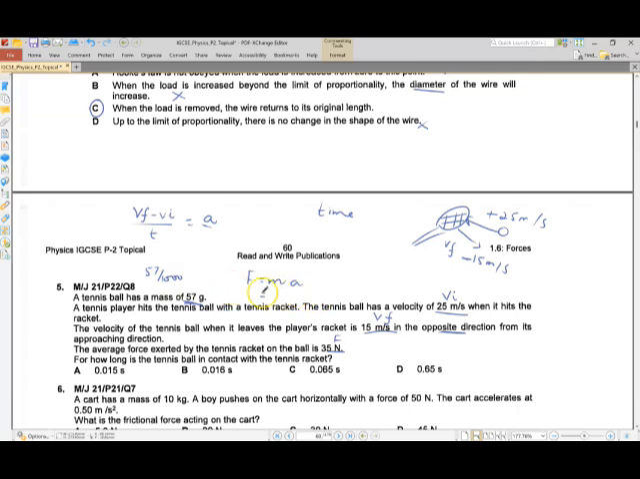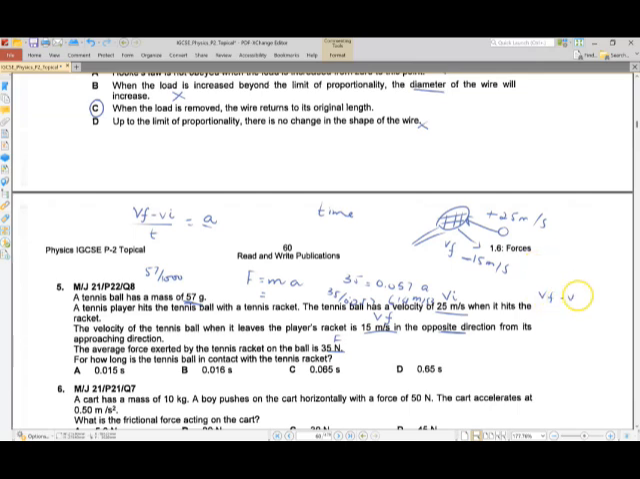So let's put in the values. The force is 35 newtons, the mass is 0.057, and the acceleration we have to find. So 35 over 0.057 is going to give you 614 meters per second squared. So now we have everything that we need to calculate the time.